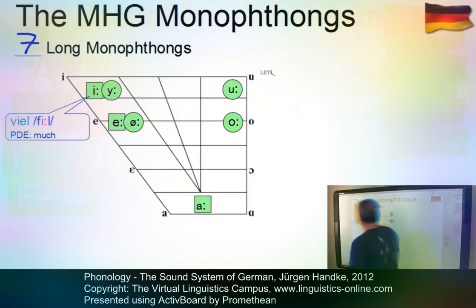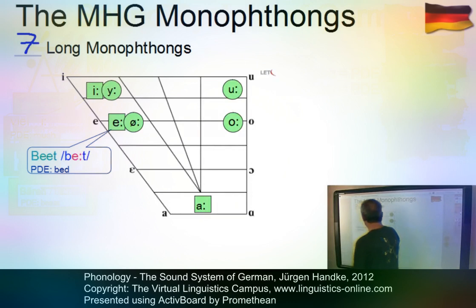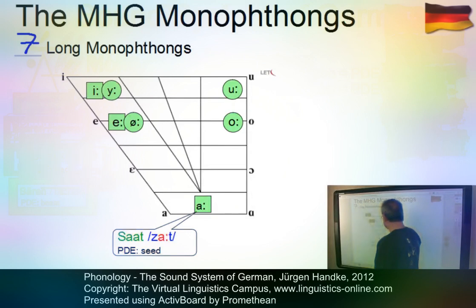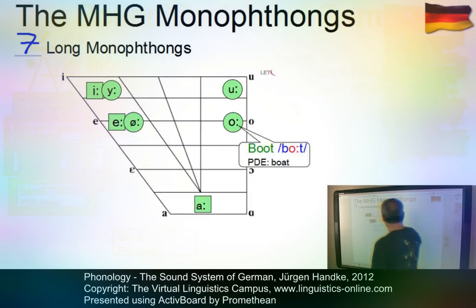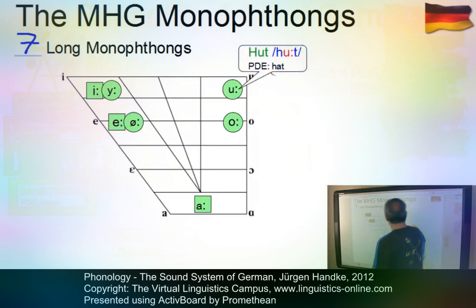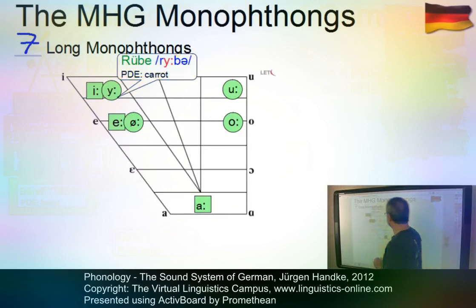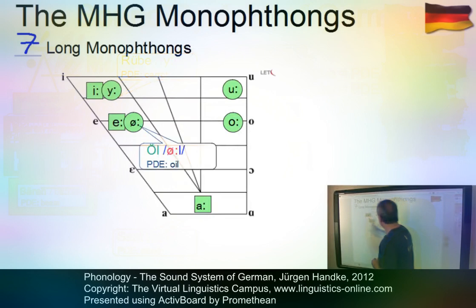We have an E as in viel. There is an E as in bet. A low central vowel A as in Saat. A mid-high back vowel O as in Boot. And a high back vowel U as in Hut. And then there are 2 special vowels, namely 2 rounded front vowels. Ü as in Rübe and Ö as in Öl.